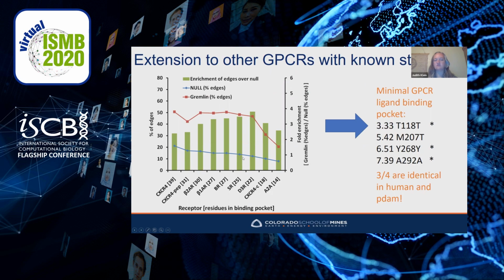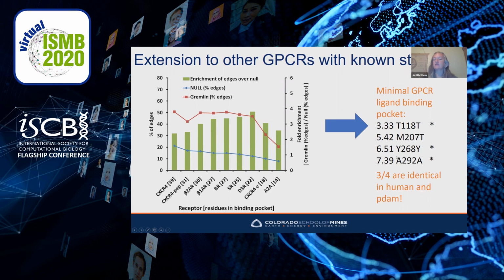And so the null distribution is this blue line here, which is going down as expected because the pocket is becoming smaller and smaller. In contrast, the GREMLIN edges plateau here at around 50%, and only the last two receptors have lower values. But even for these receptors, the enrichment of edges over null is very strong and very statistically significant. And so what we asked is then, well, how small a binding pocket do you really need for a functional GPCR? And what we found is that you actually only need 4 amino acids.